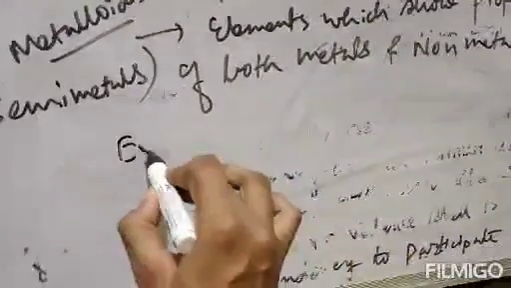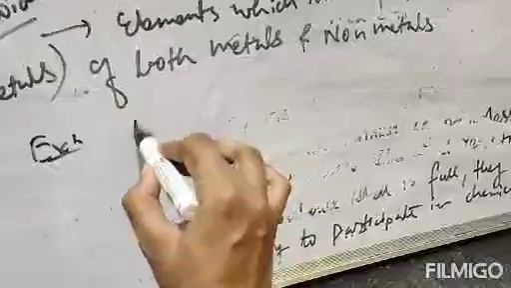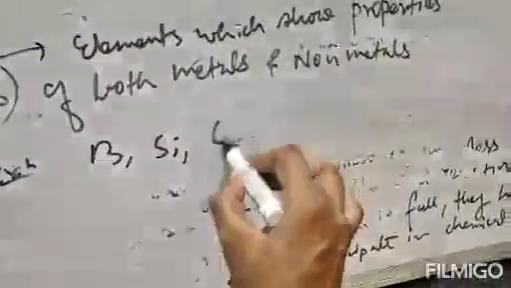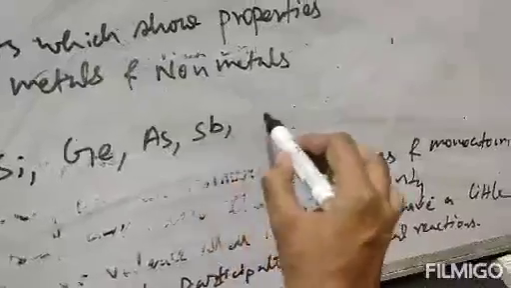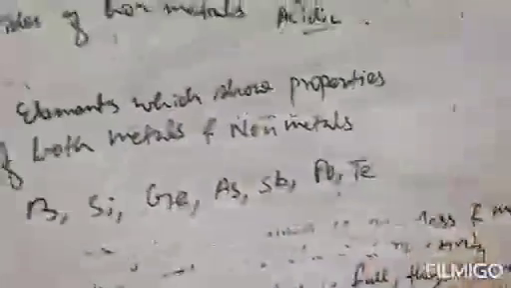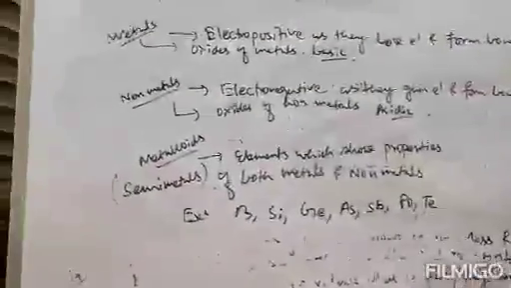What are the examples of metalloids? Examples are boron, silicon, germanium, astatine, tin, polonium, tellurium. All these are metalloids.